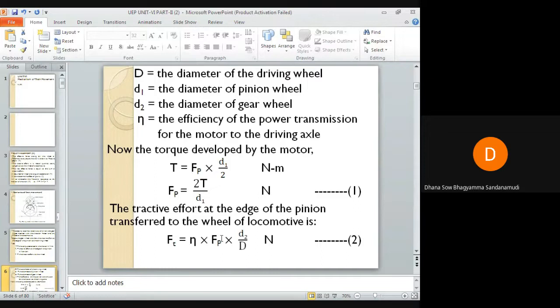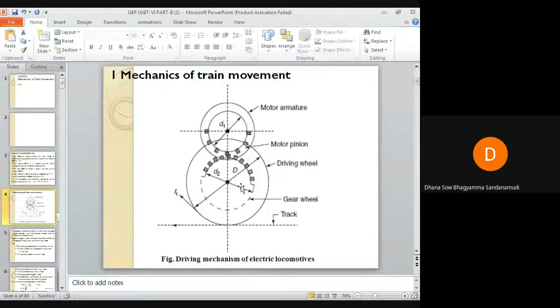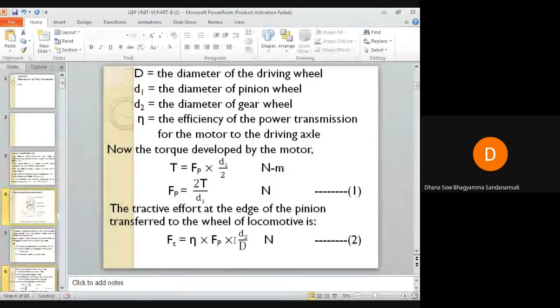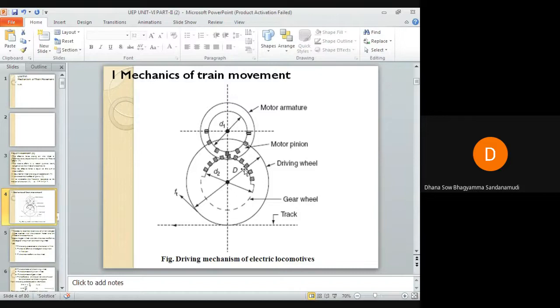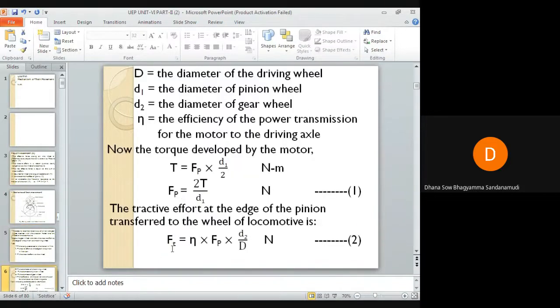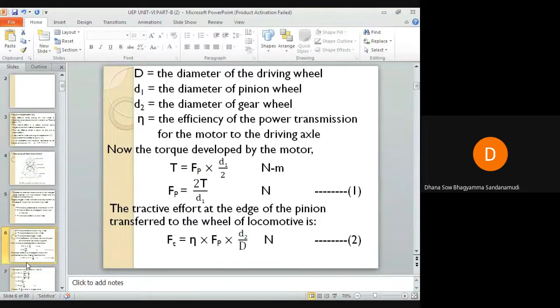So what is d2? d2 is the diameter of the gear wheel, and Fp you already know, and capital D is the diameter of the driving wheel. So Ft is equal to eta into Fp into d2 by D, the tractive effort transferred to the locomotive wheel, or the train wheel.